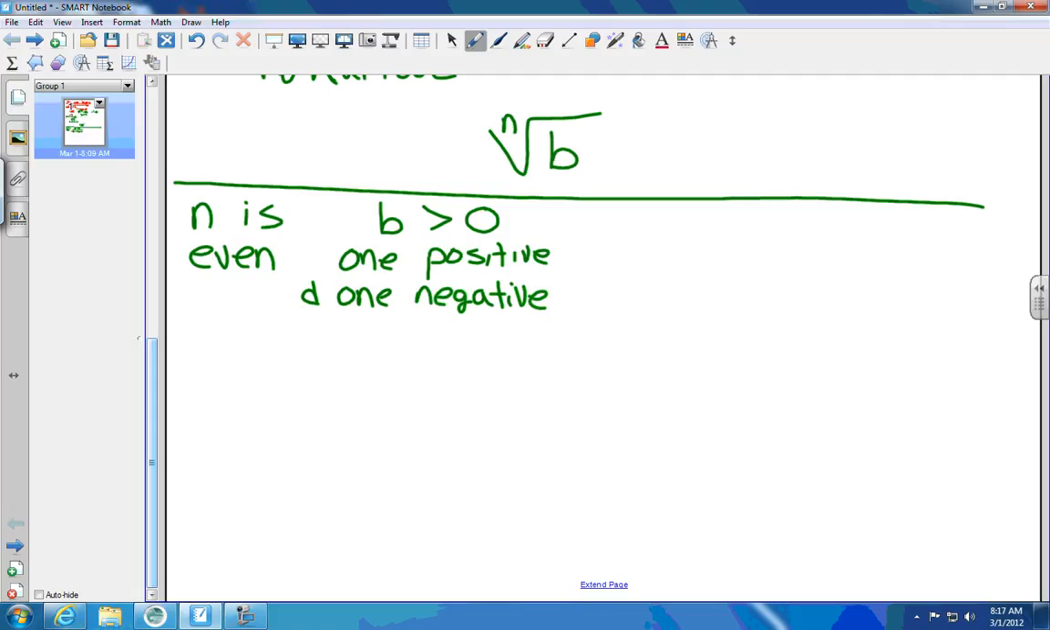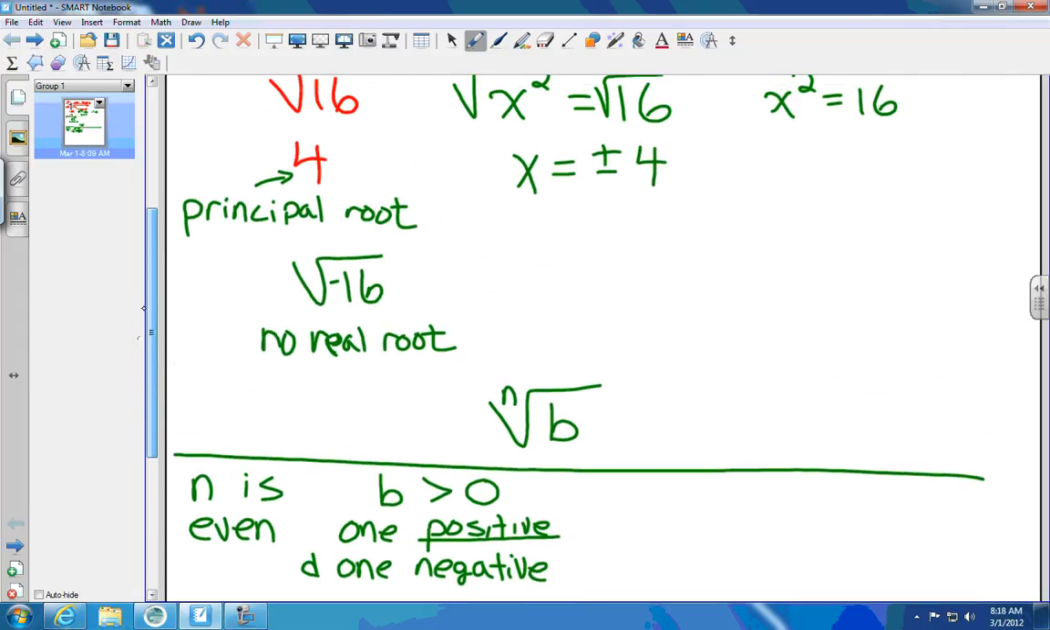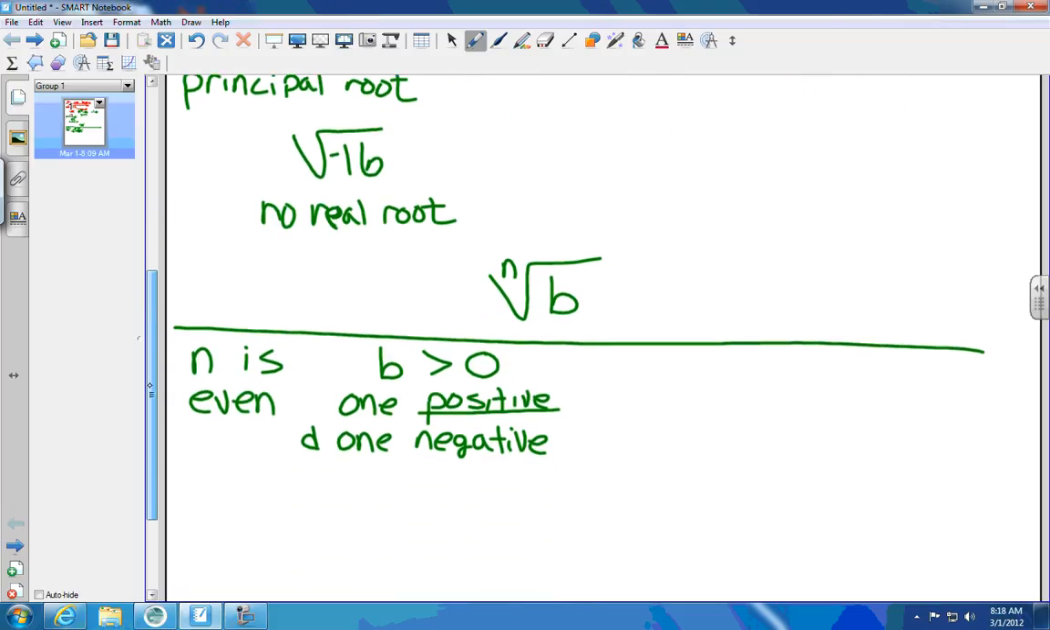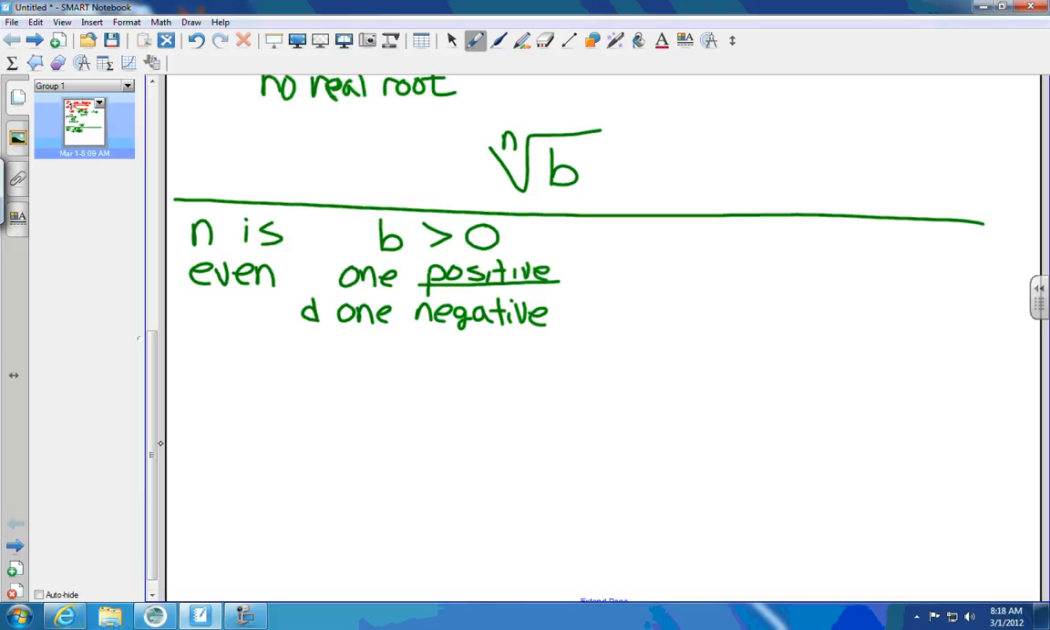But you're only going to list the positive one. That's going to be the principal root. So that's just like the square root of 16 that we had up here. What's the index there when there's not a number? It's always the square root, so 2. So this was even and this was positive. And so there are 2 roots that go in there. We only list 4. We only list the principal root.